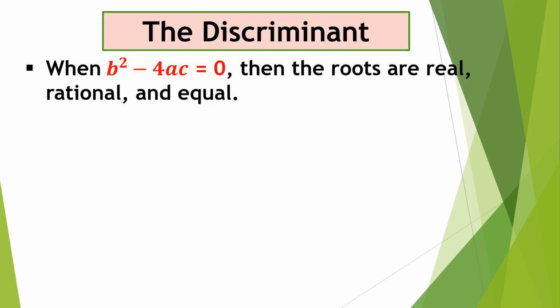Now, okay, we have four ways to be considered in expressing or describing the nature of roots of a quadratic equation. The first one is when b squared minus 4ac equals 0, then the roots are real, rational, and equal. Notice that you will be getting roots which are equal. This is the one where you will be having a perfect square trinomial. I mean, the quadratic equation wherein the left side of the equation is a perfect square trinomial.